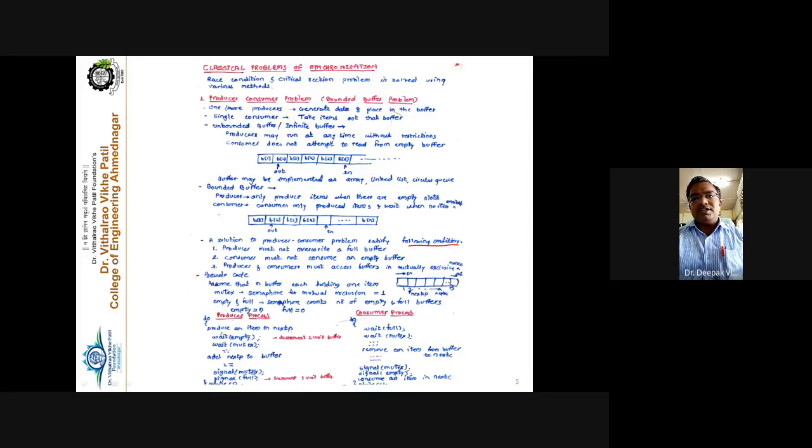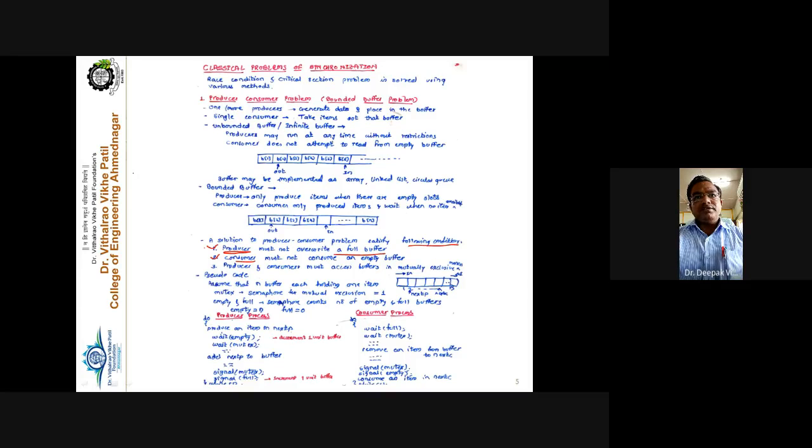The first condition is with reference to the producer: the producer must not overwrite a full buffer. The second condition is with reference to the consumer: the consumer must not try to consume an empty buffer.